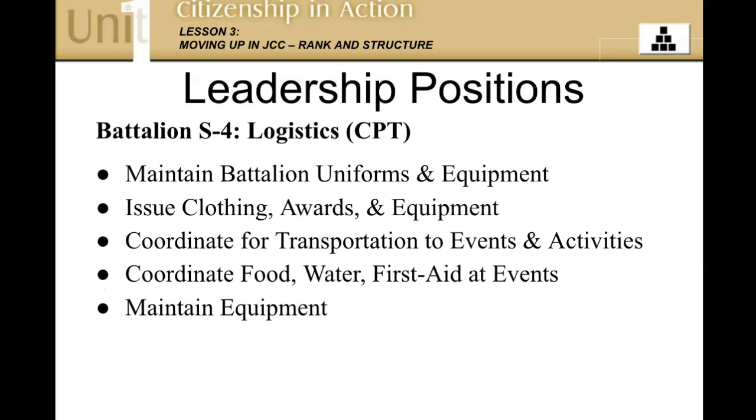S4 logistics. This would be a cadet captain, again, cadet private first class or cadet private at middle school. They maintain battalion uniforms and equipment, issue clothing, awards, and equipment, coordinate for transportation to and from events and activities, coordinate food, water, first aid at events, and then maintain all the equipment.